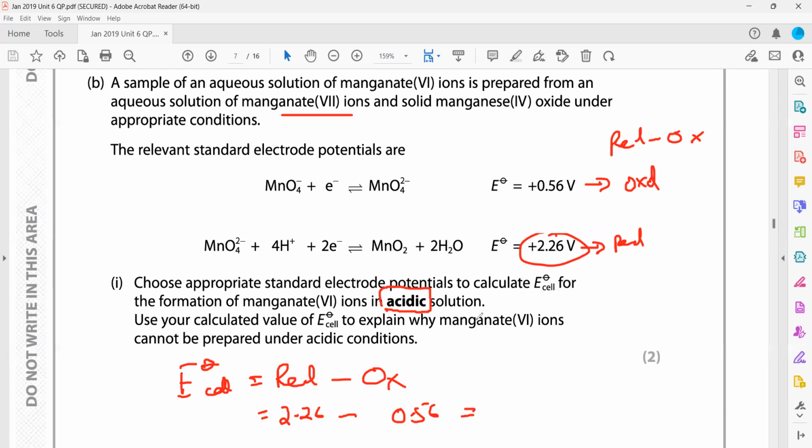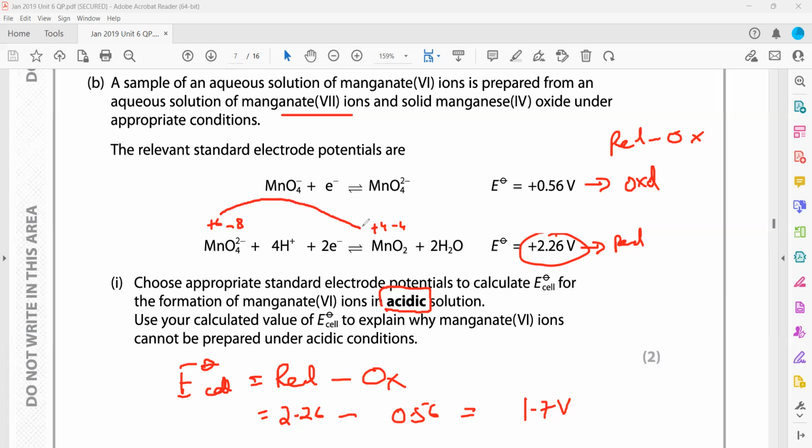And then explain why this is what should happen. According to the equation, electrode potential is reduction minus oxidation, so the electrode potential will be 1.7 volt. So if the electrode potential is 1.7 volt, what does it show? Each oxygen here is -2, so 4 will be -8. So manganese is +6, and here manganese is +4.